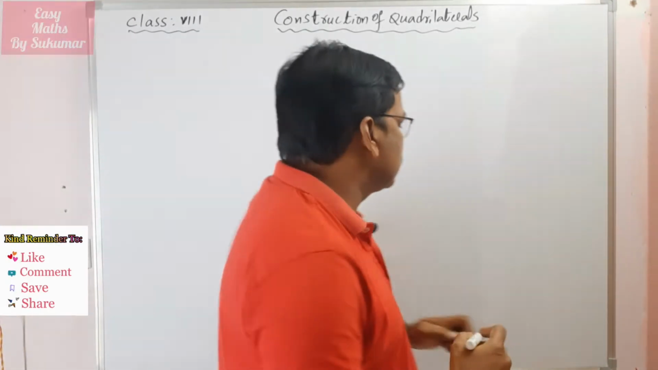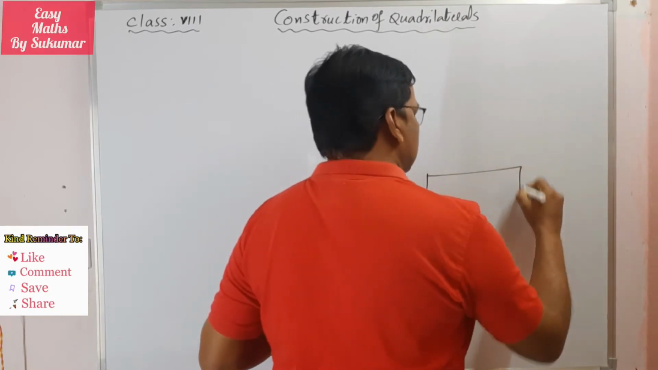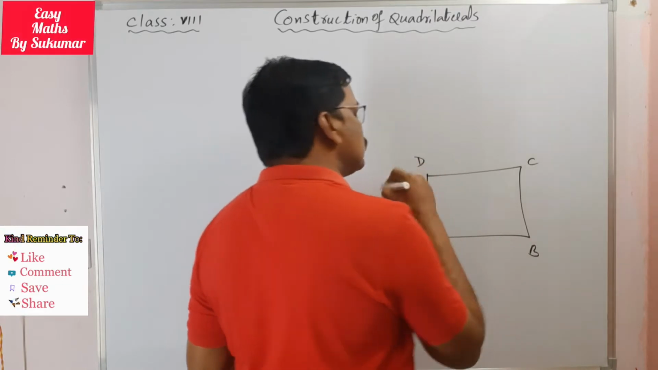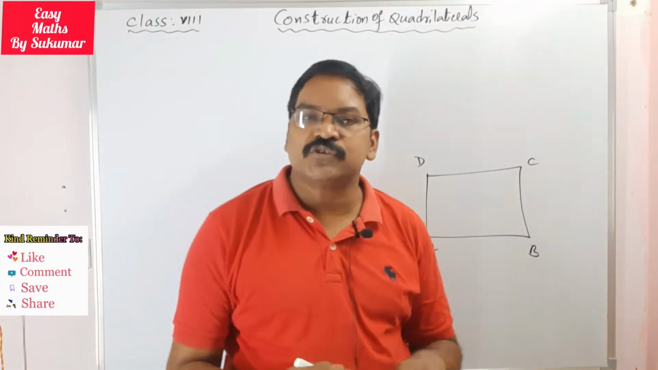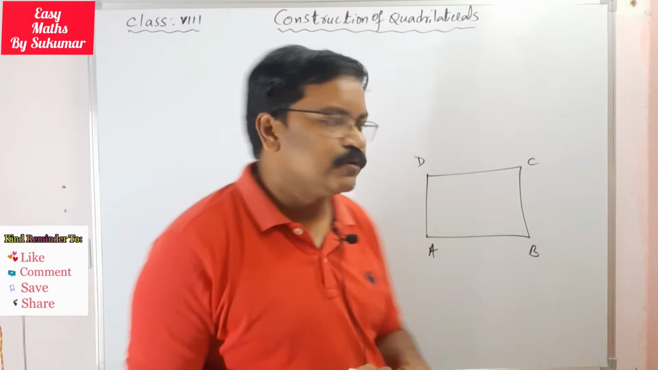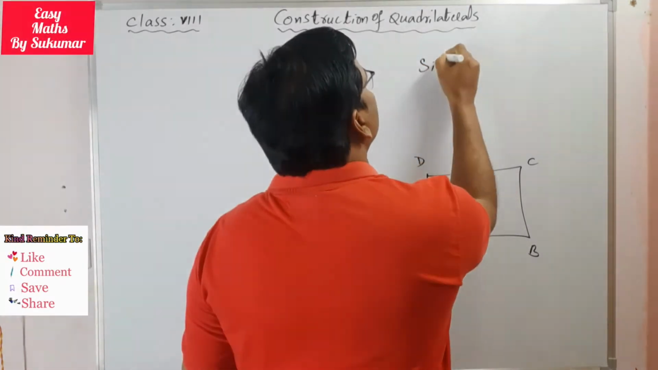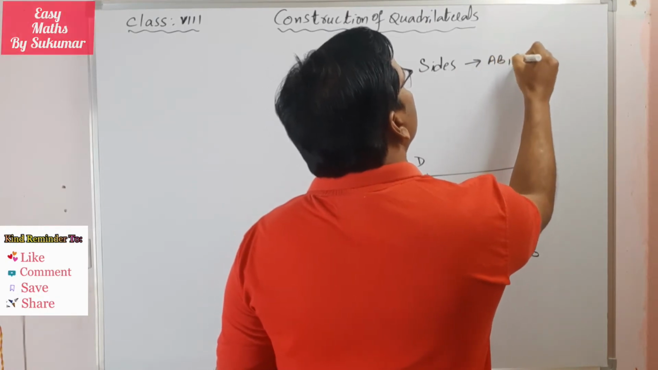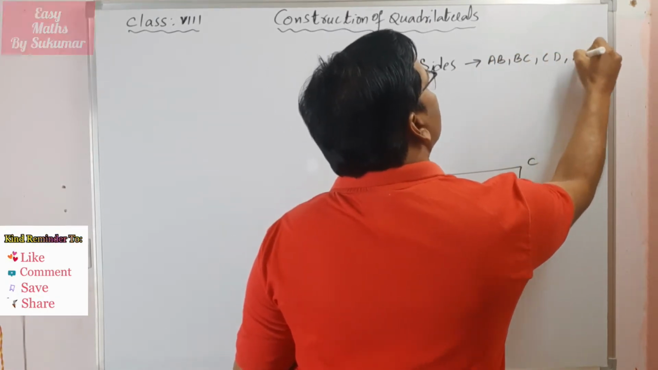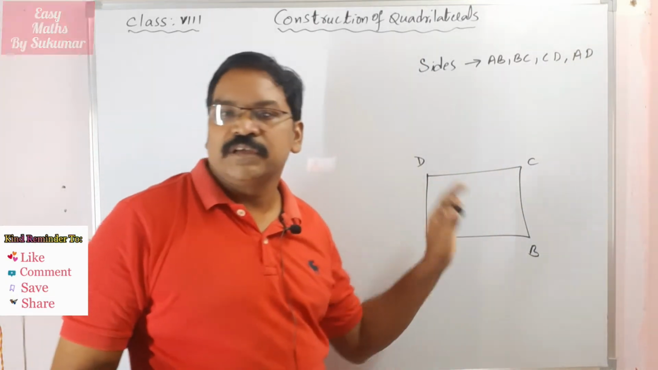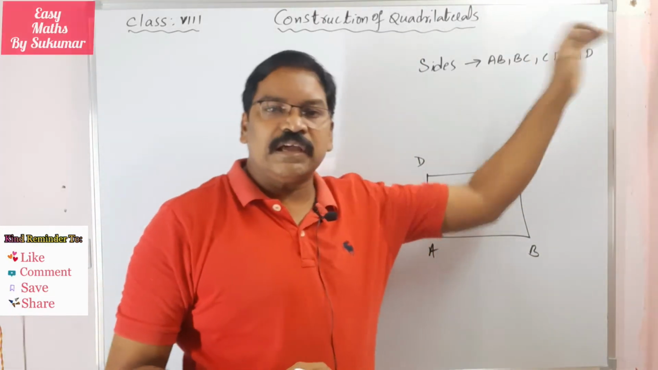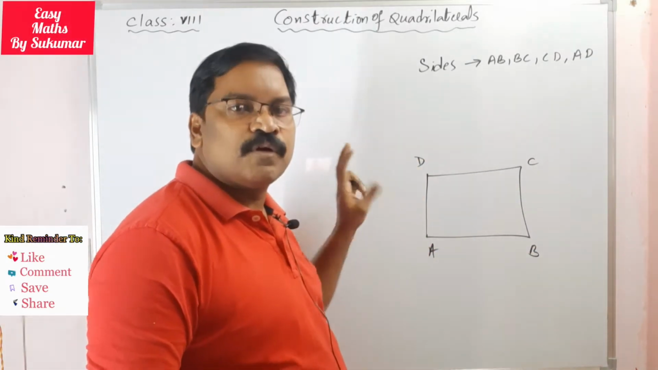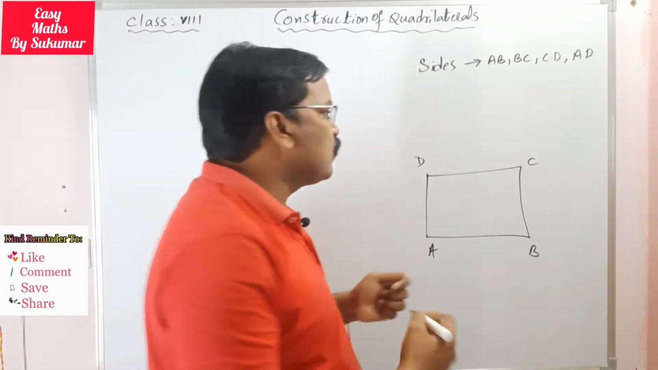See, my dear students, coming to the quadrilateral, what is a quadrilateral? Quadrilateral means it is also a polygon. It is also a polygon having four sides. So what are the sides here? The sides are AB, BC, CD and AD. These are the four sides. Four sides. And four vertices also.